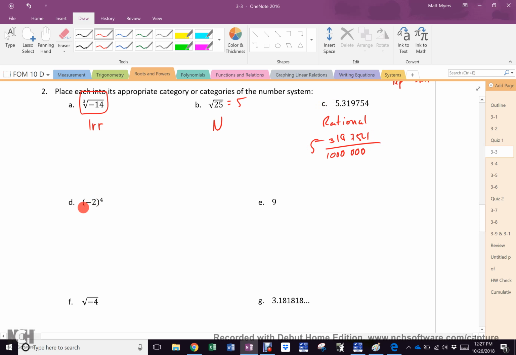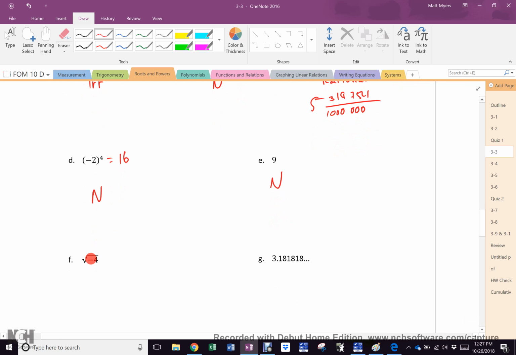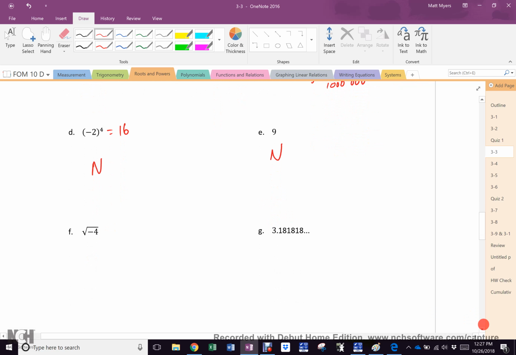Okay, what about this one? Oh, you've brought back exponents to mess with us, Mr. Myers. What is that really? It's 16. So what group is it in? Natural. Let's count, Zach. 1, 2, 3, blah, blah, 15, 16, yay! Natural. What about F? Nope. You want to say irrational because you want to, but it's not.